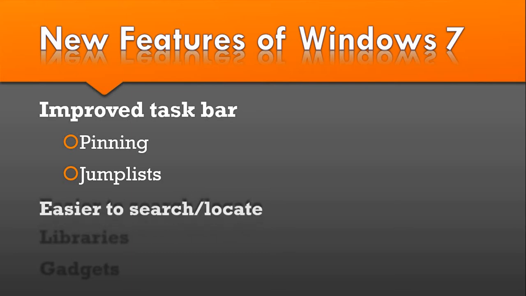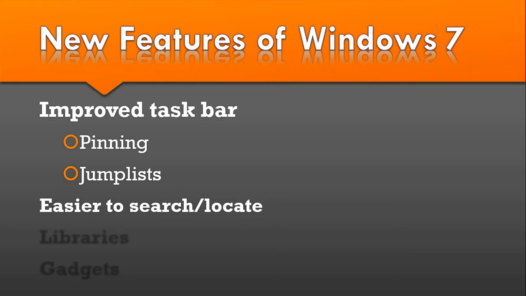Next feature is easier to search or locate. In Windows 7, we can quickly search for more things at more places in our computer. To search a file or folder, simply type the text or part of the text in the search box. We can get the results. By using the See More Results option, we can get several results of the search.